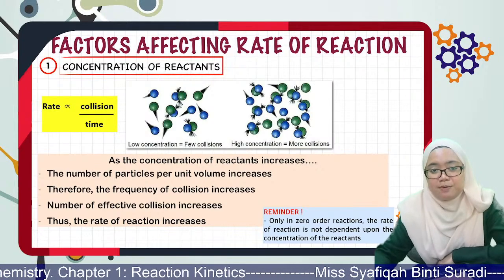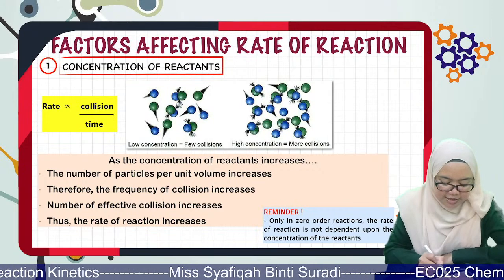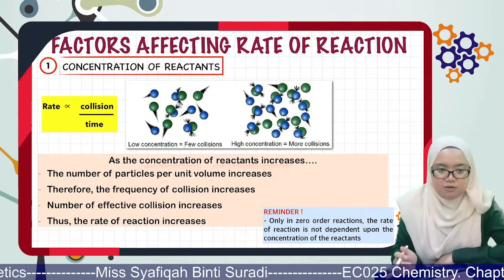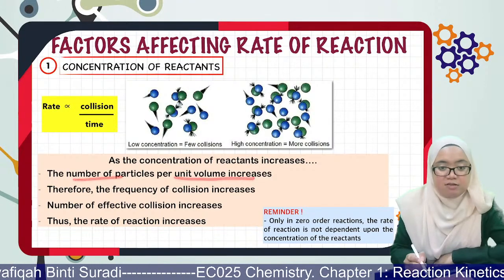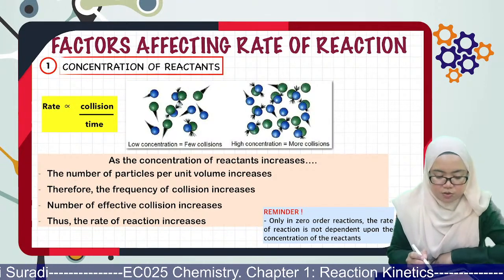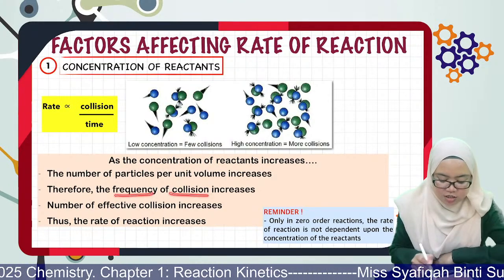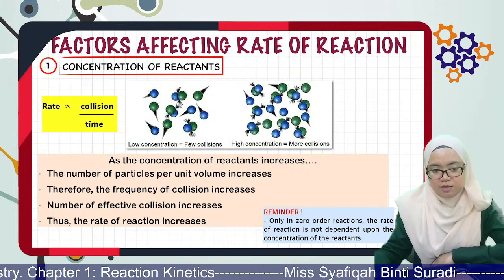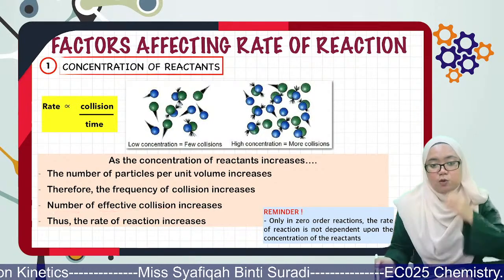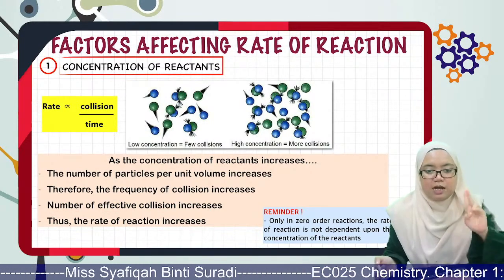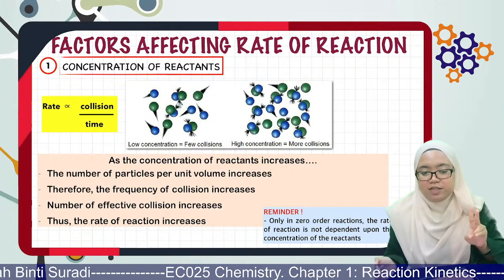So untuk you explain untuk factor concentration ni, you can say that as the concentration of reactant increases, the number of particles per unit volume increases. Okay, so bila number of particle increase, so the frequency of collision pun akan increase. Alright, and then the number of effective collision increase. So beza you kena tulis dua-dua ni. Apa beza frequency collision dengan number of effective collision?